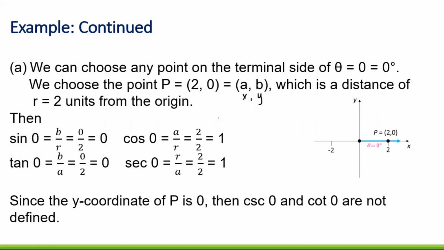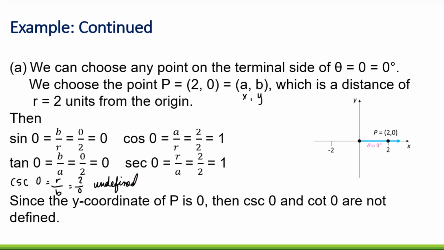And so we're going to find the sine of 0. We also know that r is the distance from the origin, and that is 2. So sine of 0 is b over r. That's y over r, which is 0 divided by 2, or 0. To find the cosecant of 0, that is r over b. And so 2 divided by 0 is undefined since we're dividing by 0.